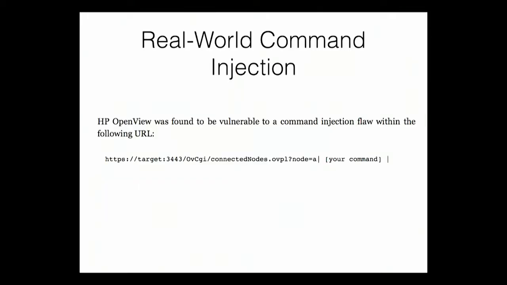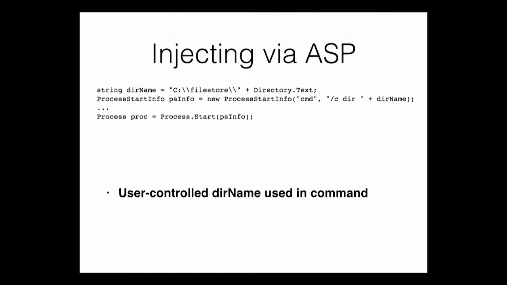And this has, of course, happened in real products many times. HP OpenView is one of many others that just had this kind of vulnerability. There was a Perl file with a node, and you could just put a pipe and another command there because that was just used as the path of some Linux command. ASP had the same thing on Windows systems.